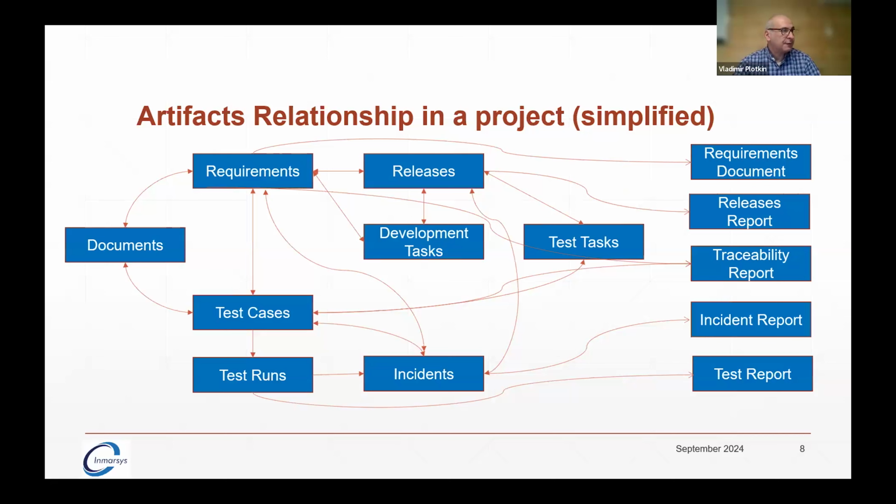So then we have documents. Now, the artifact is called documents, but it's not necessarily a document. It can be anything. It can be a source code file. It can be video, it can be image. For example, when test people run a test case, they find a bug, they take a screenshot, and it becomes a document when they attach it to the test case or incident.